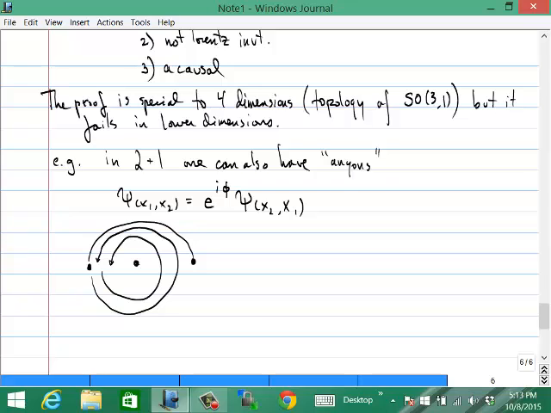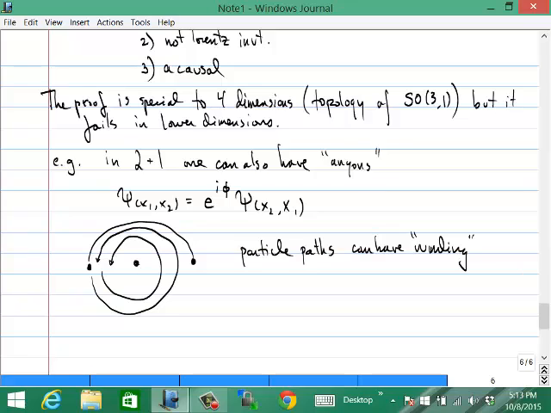So the statistics of anyons, the fact that they can have non-trivial statistics, reflects the fact that particle paths through space-time can have a winding number around themselves. So winding here is a topological characteristic of the paths that these particles take through space-time.